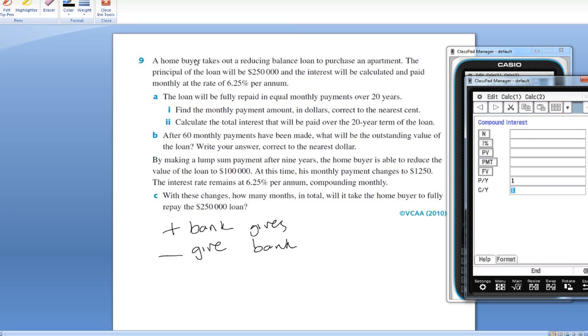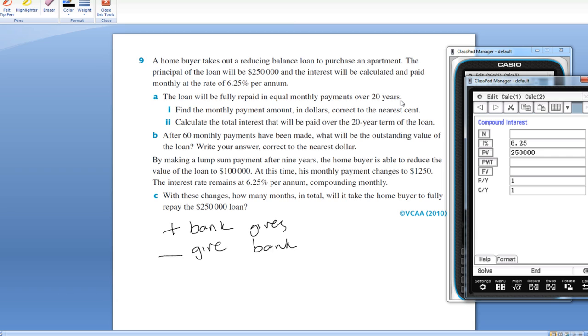So anyway, now the loan is $250,000. That's the present value. So remember, the bank's giving us this money, so it's positive $250,000. So cheap house as well. Or the guy had a lot of money, or the woman had a lot of money. We've got an interest monthly rate 6.25. Now remember, that is the annual interest rate. So don't be converting it here to quarterly or anything like that.